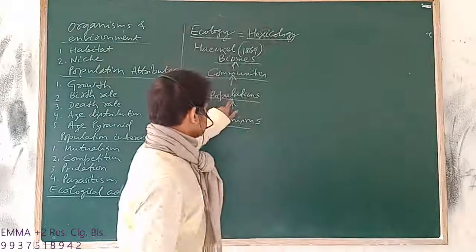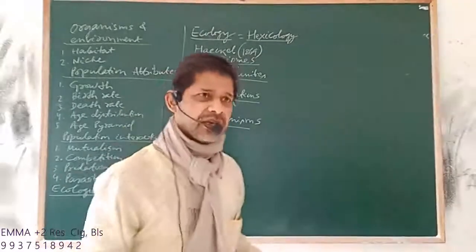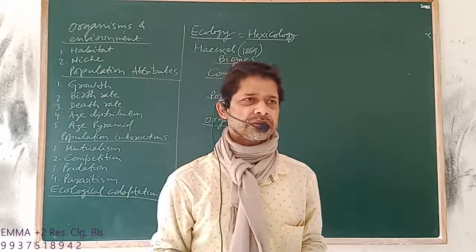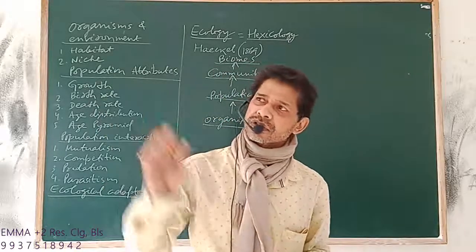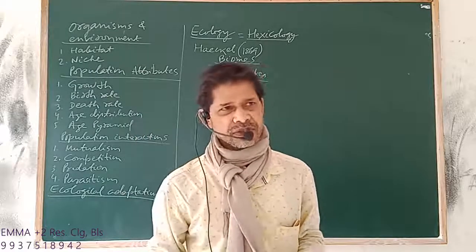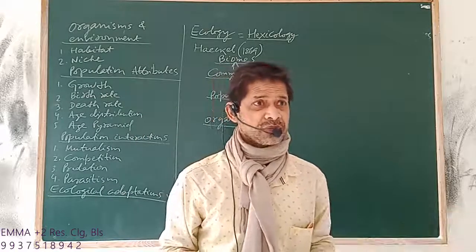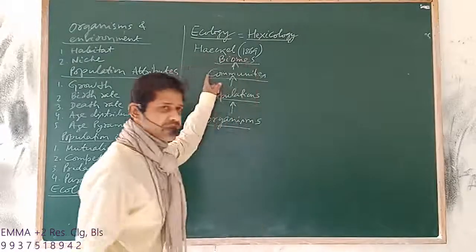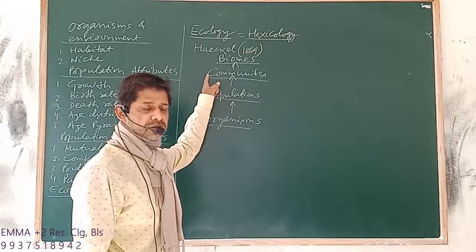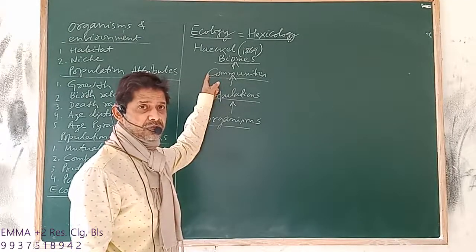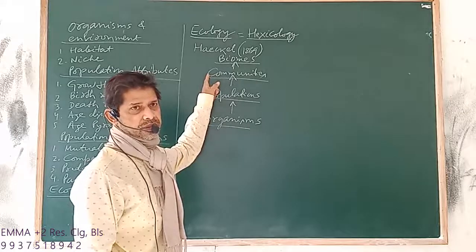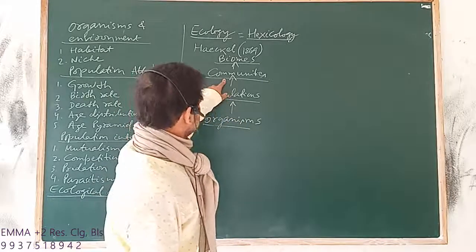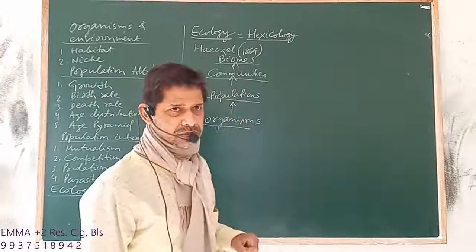So when different populations are present in an area, suppose here humans are there, human population, coconut tree population, grass population, dog population, bird population. So different populations living in an area are called a community, otherwise called a biological community or biotic community. So biotic community and biomes.